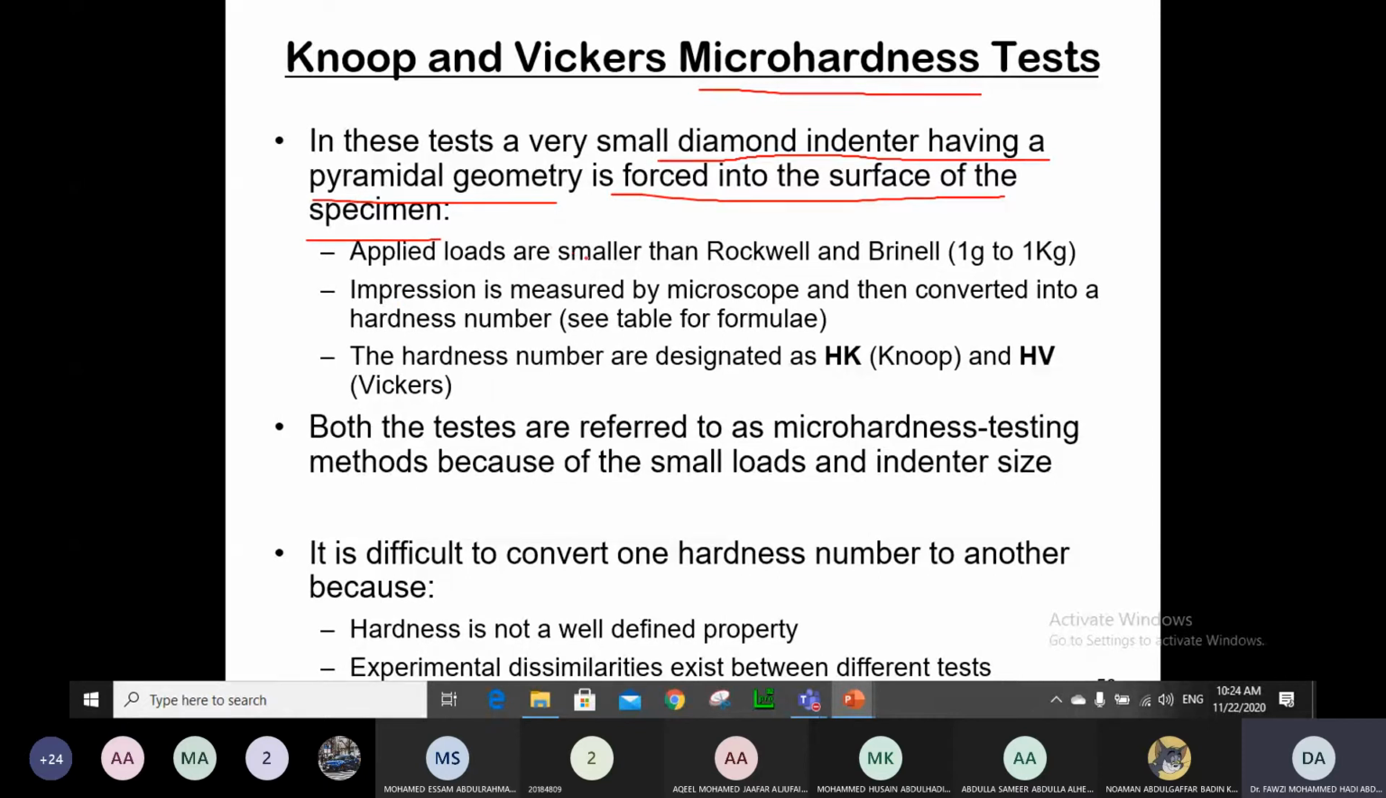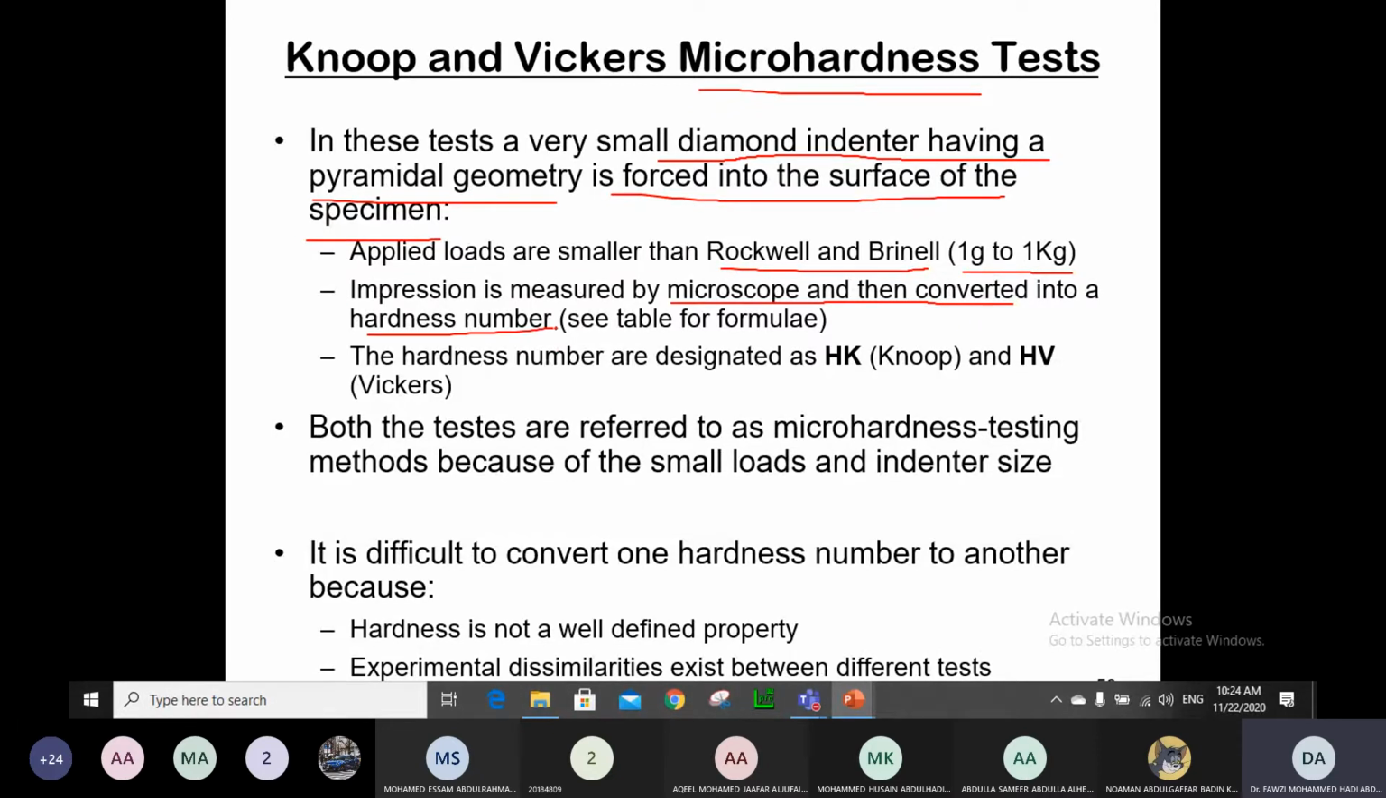The applied loads are much smaller than the Rockwell and the Brinell. Here we had from 60 to 150. Here we had from 500 to 3,000. But here, as you can see, the load is from 1 gram to a maximum of 1 kilogram. So the load which we use is much smaller. The impression is normally measured by a microscope because the indentation is small, due to the fact that the load is small and the indenter itself is small as well.